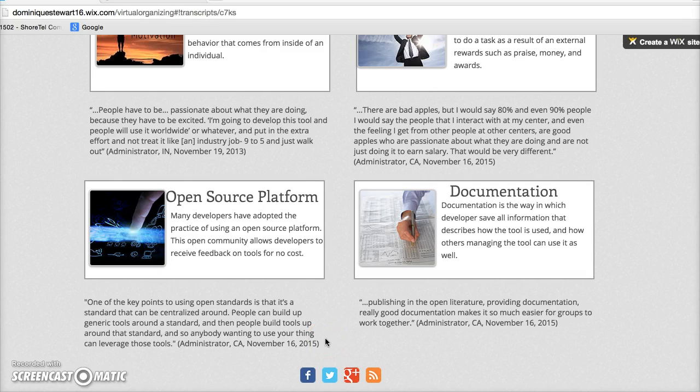Now let's talk about documentation. Publishing in the open literature and providing really good documentation makes it so much easier for groups to work together. This is an important aspect of communication because it allows tool developers and tool users to collaborate in an efficient manner. When more people understand how to use a tool, more people can effectively adopt it and add to it.